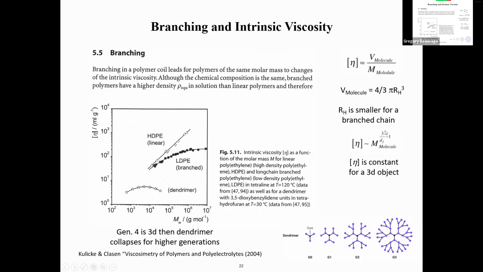Right, so DF, say 2.5, that would be a randomly branched polymer. And then that would give you 3 over 2.5 would be 6 over 5, or 12 over 10. So minus 10 over 10 would give you 2/10, or 1/5. So 0.2, that'd be like a 0.2 slope.